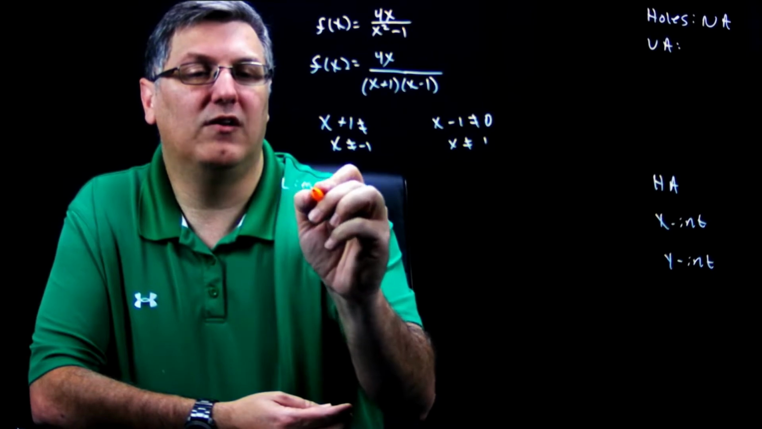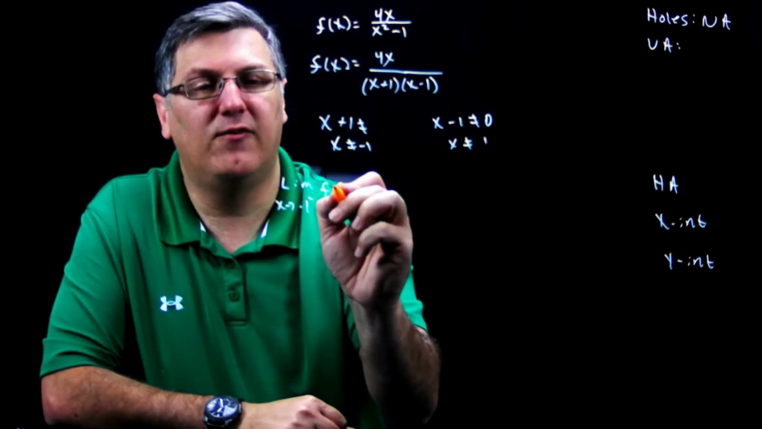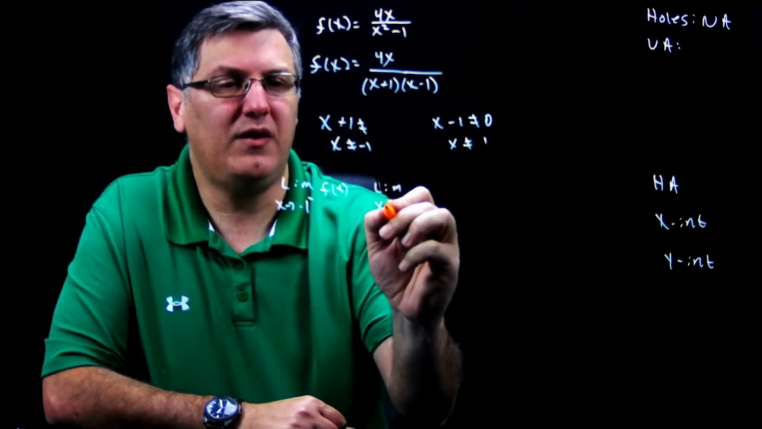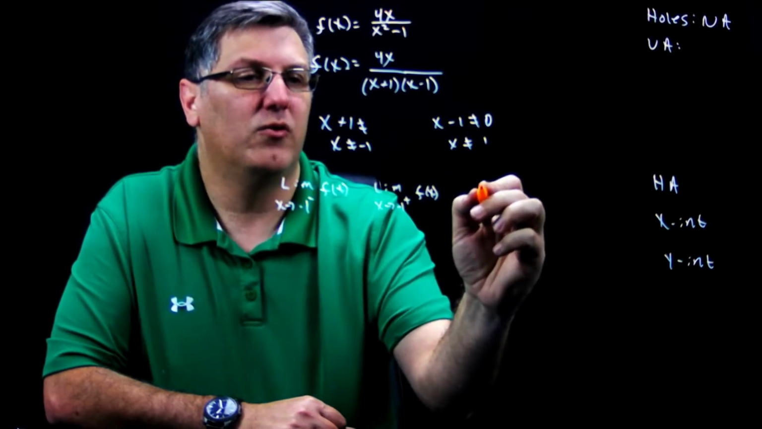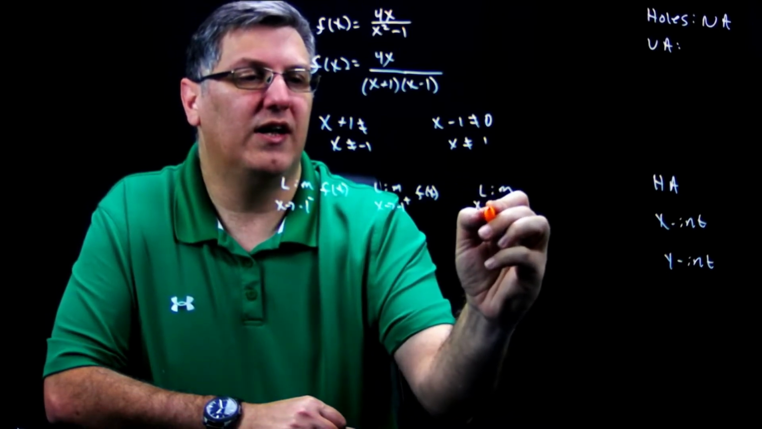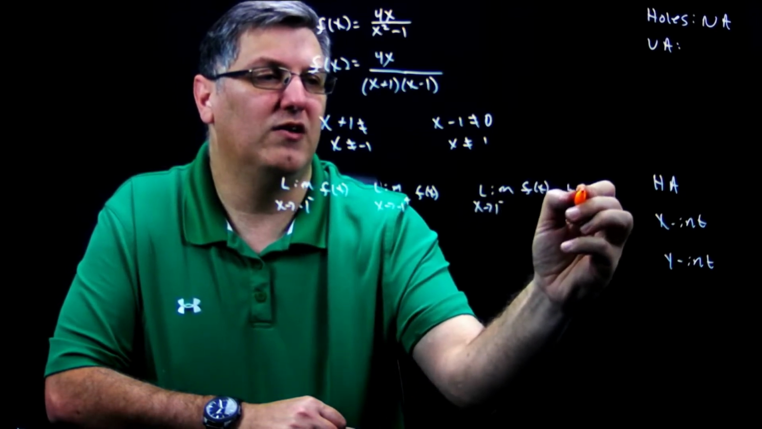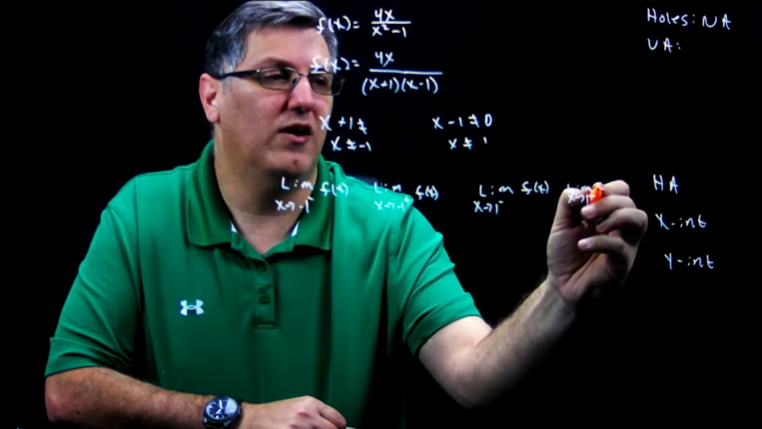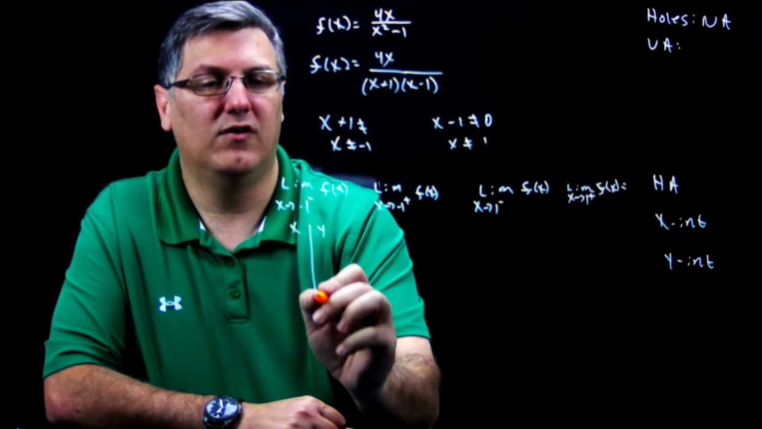We're going to do the limit as x approaches negative 1 from the left of f of x. We're going to do the limit as x approaches negative 1 from the right of f of x. We're going to do the limit as x approaches 1 from the left of f of x. We're going to do the limit as x approaches 1 from the right of f of x. Each of these is a table.